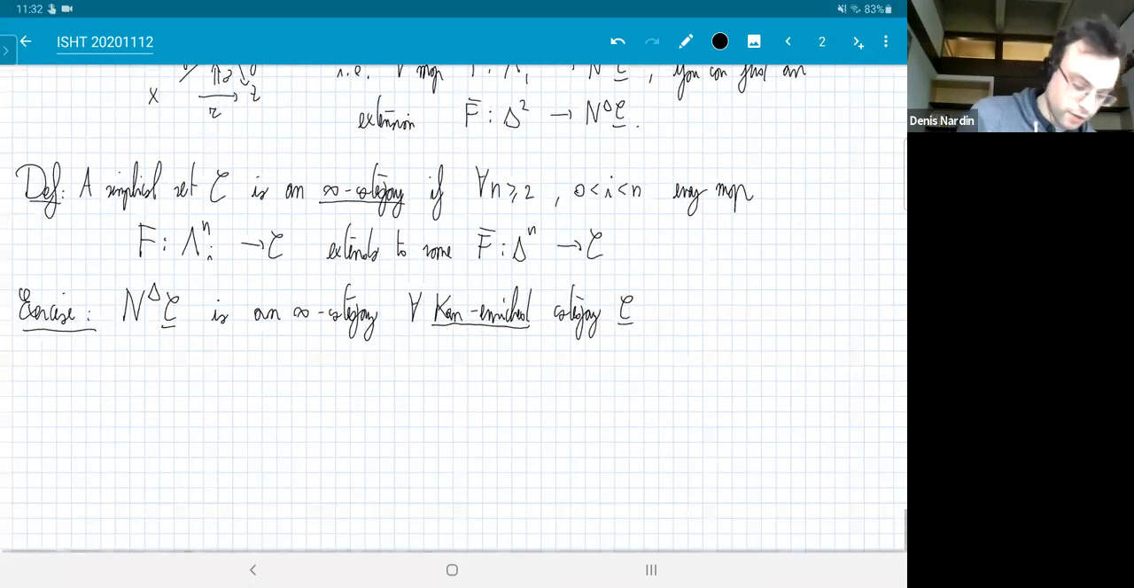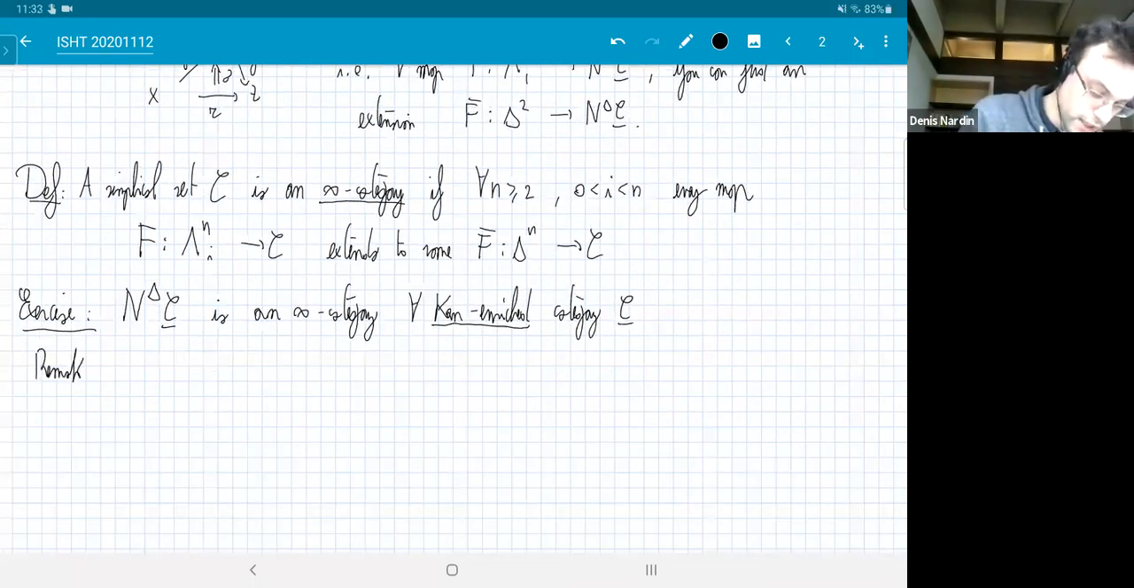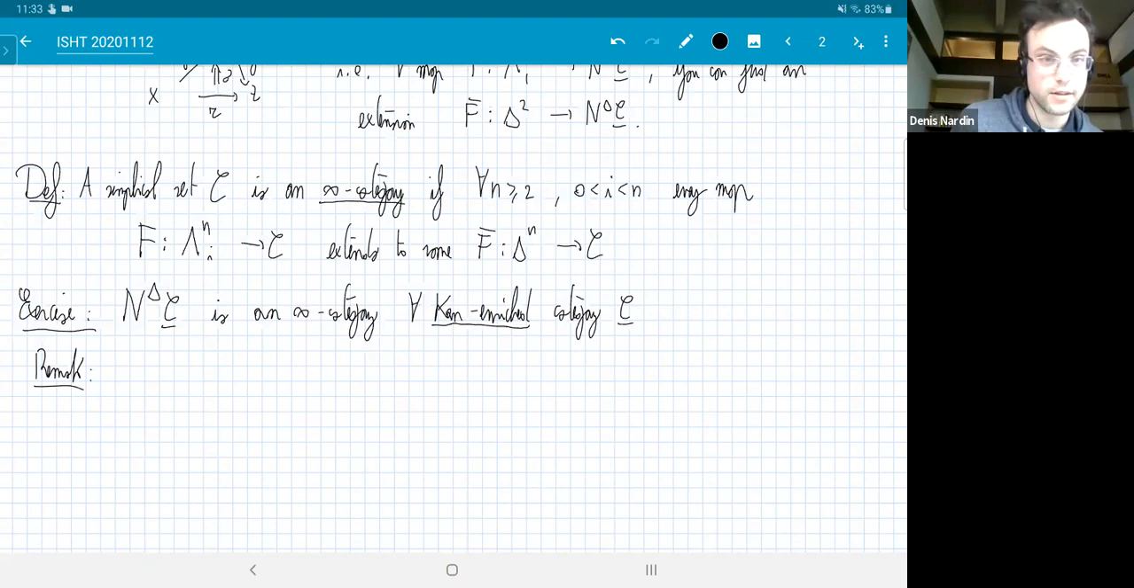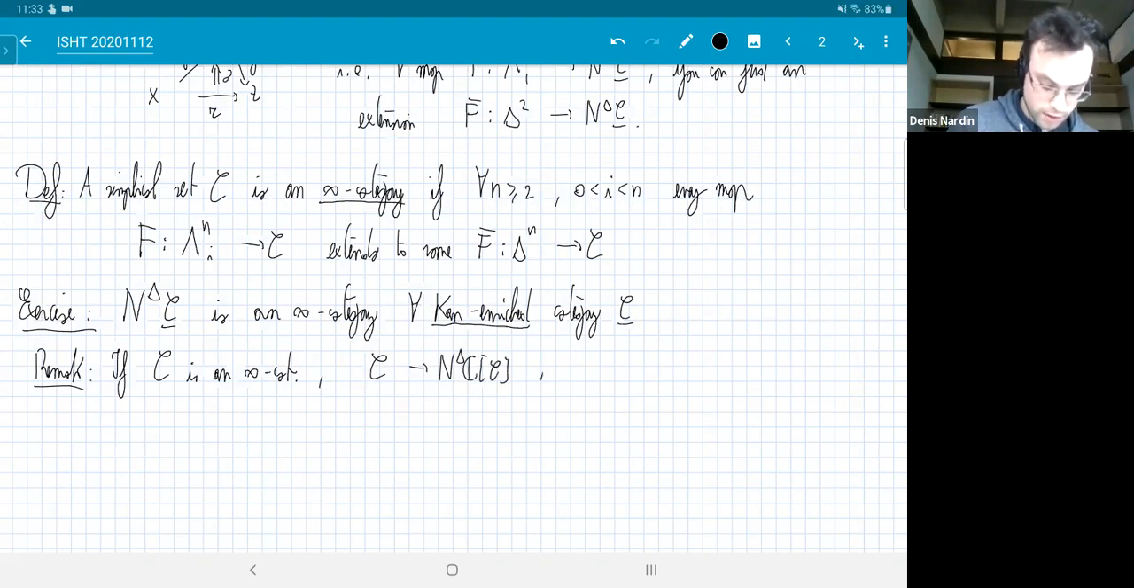And actually, let me put a different remark to say that this notion is not really more general than the notion of Kan-enriched category in some sense, because if C is an infinity category, I haven't defined an equivalence of infinity categories, but the same thing as before is actually true. It is an equivalence in some sense, in the appropriate sense.